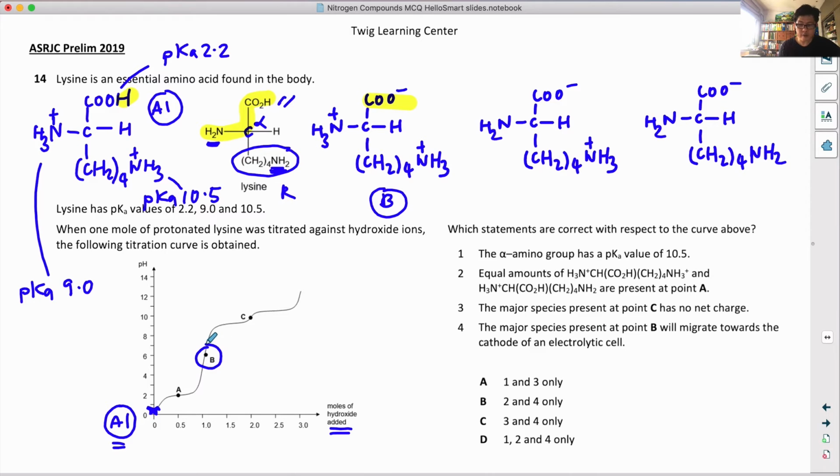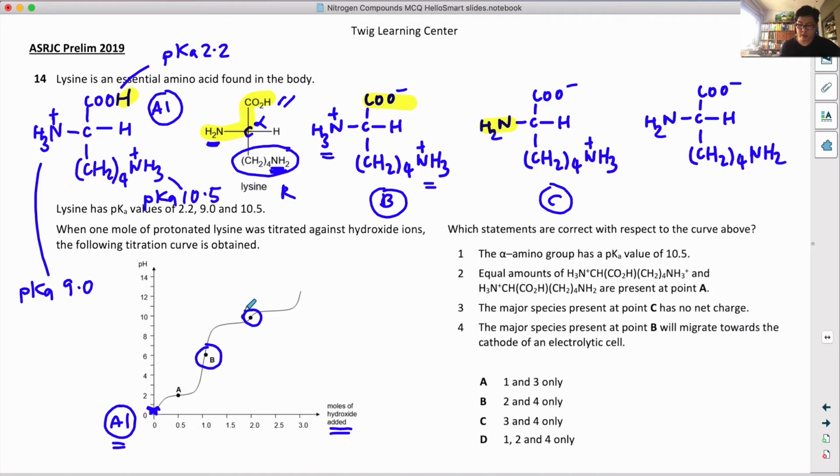The next equivalence point is this one here, C. The next acidic group that will be neutralized is this one here. This is the next most acidic group, which means it'll be able to lose the H plus more easily than the NH3 on the side chain. So this one becomes NH2, and this is C over here. Let me just circle it. So this is the next equivalence point.